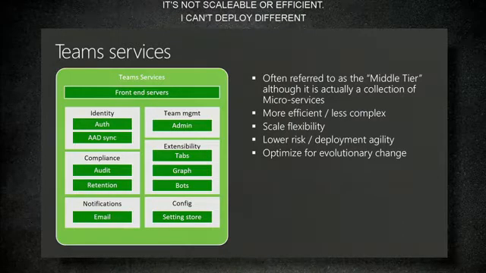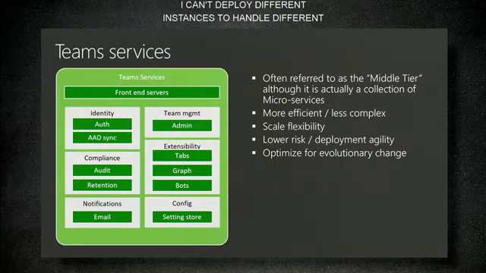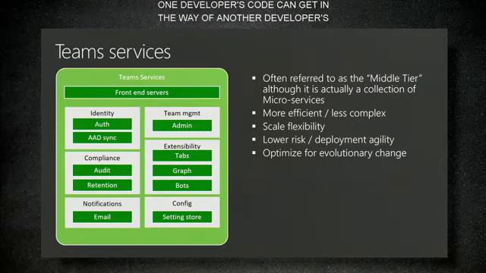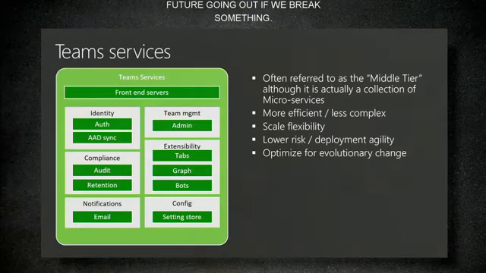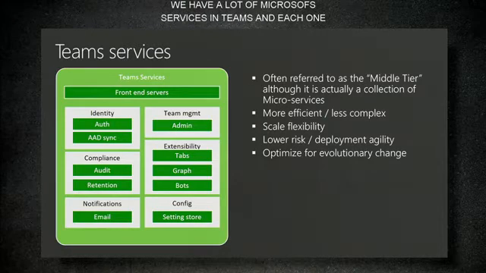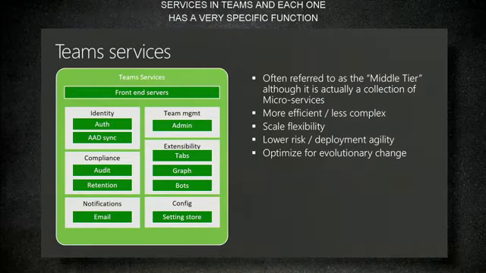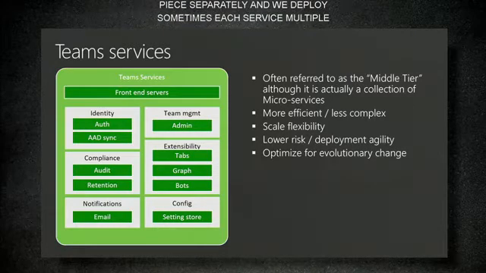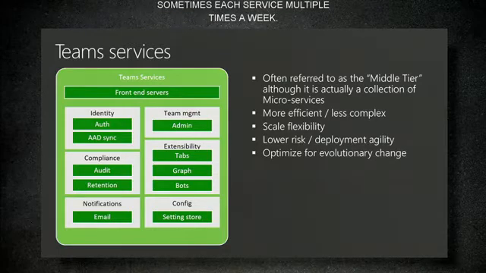It's more complex. One developer's code can get in the way of another developer's feature going out if we break something. So we have introduced a lot of services. We have a lot of microservices in Teams, and each one has a very specific function. It allows us to deploy each piece separately. We deploy sometimes multiple times a week each service. And we're optimized for evolutionary change. So we can go in and say, for guest access, it's going to be mostly an auth feature. So we're going to do most of our work over there.